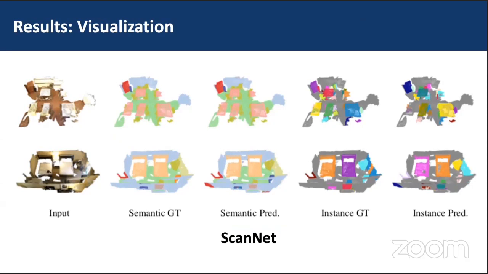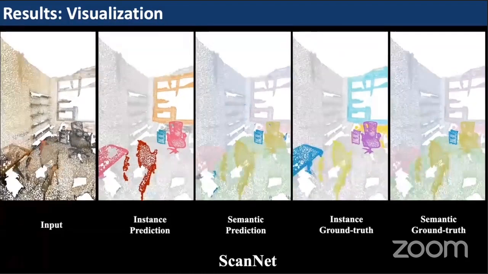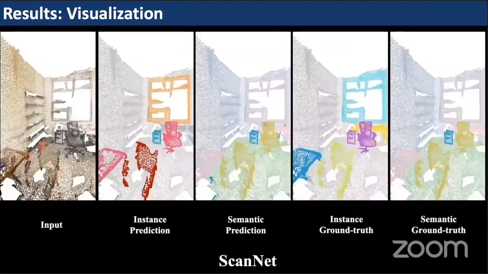Here is a visualization of the results of our PointGroup on ScanNet. We also show some failure cases. Failure cases mostly relate to the semantic errors, as our method relies on the semantic results. In this case, fridge points are misclassified as wall and door, whereas some wall points are misclassified as window. Such semantic errors affect the instance grouping. Here is a visualization video which could better show the structure of the 3D scene.